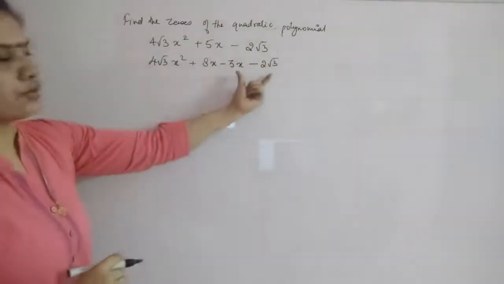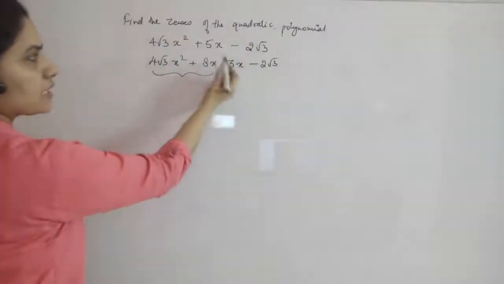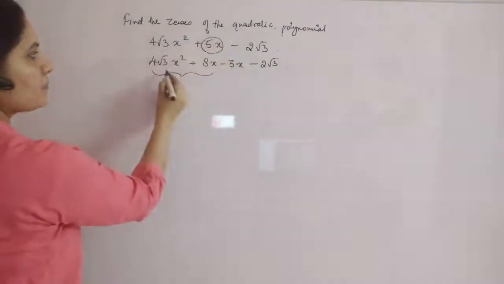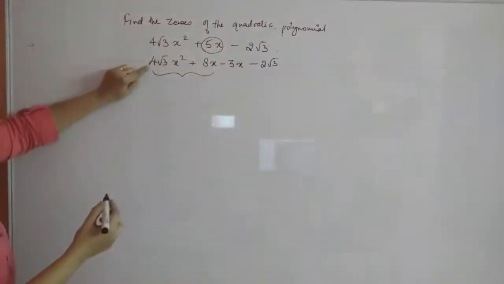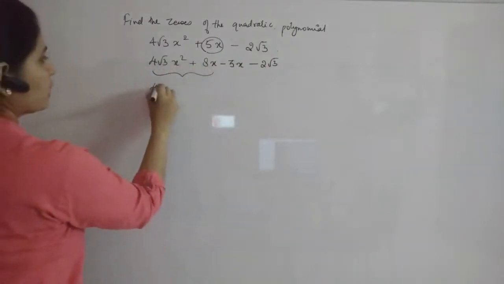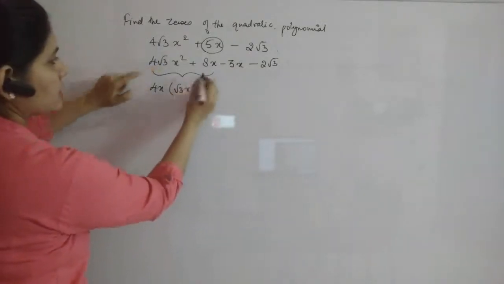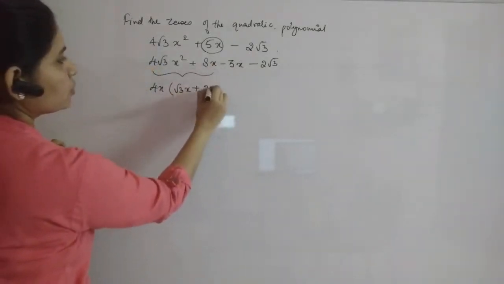So that here also you will get a common, here also you will get a common. From these two, 8x minus 3x will give you 5x, right? Now from these two, what you can take out is 4 as well as x. So 4x taken out, remaining part is root 3 here, x here. Here you have 2, right?